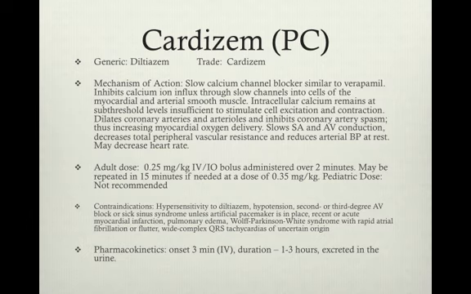Contraindications, if they have any hypersensitivity, if they're already hypotensive, high degree heart block, sick sinus syndrome, unless they have an artificial pacemaker in place. Myocardial infarction, pulmonary edema, Wolff-Parkinson-White syndrome with rapid atrial fibrillation or flutter. Wide complex QRS tachycardias of uncertain origin are also a contraindication for this. Pharmacokinetics, onset in 3 minutes with a duration of 1 to 3 hours, excreted in the urine.